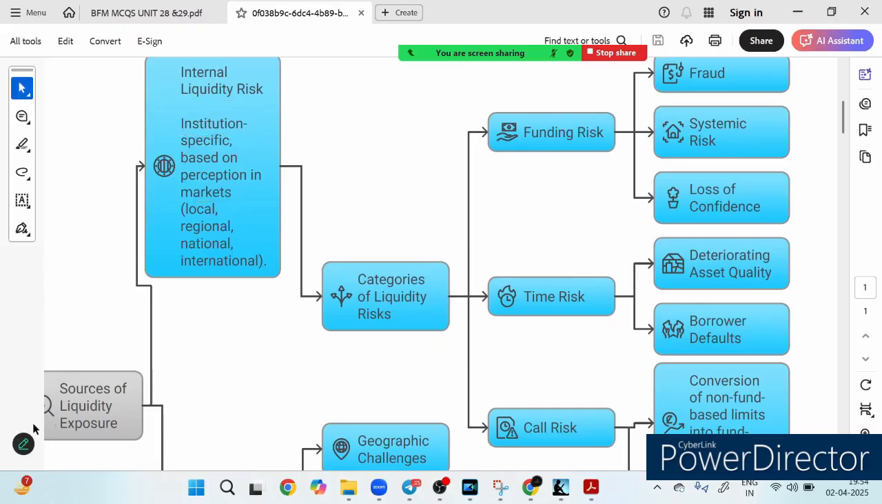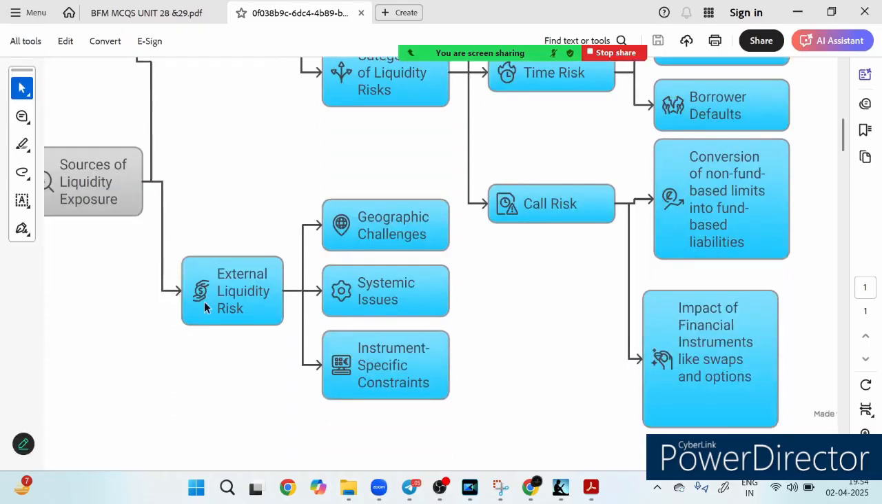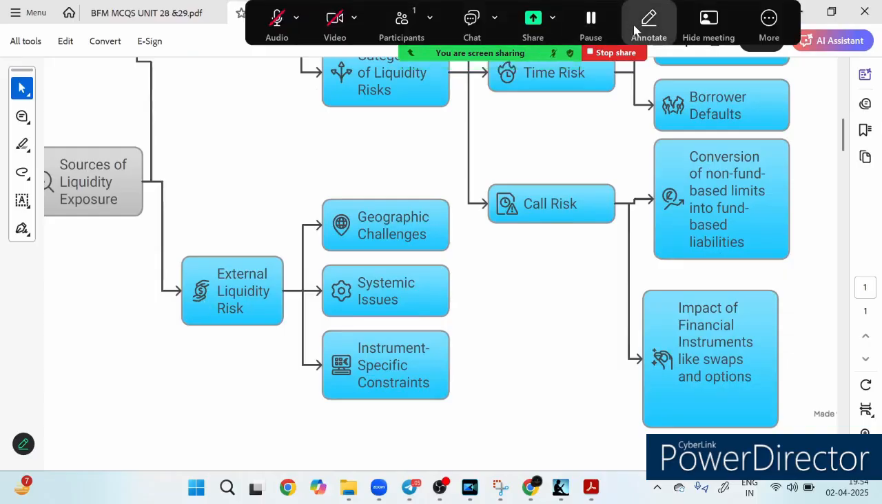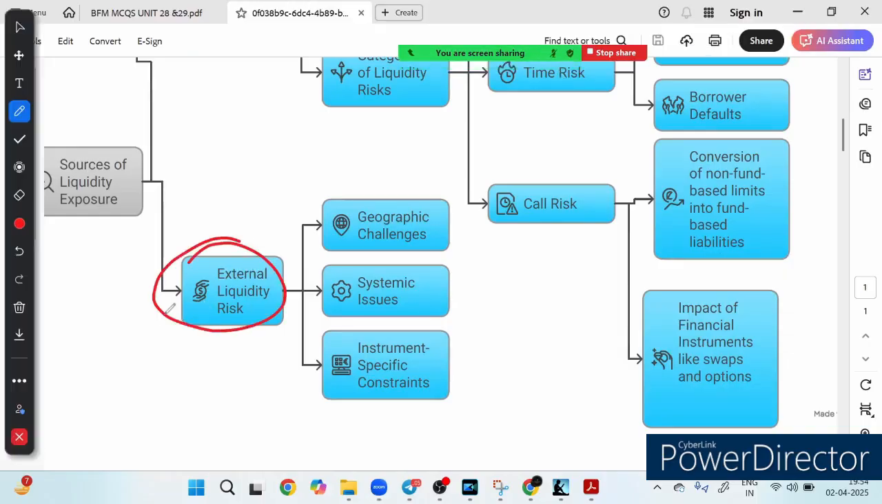On the other hand, we have something called external liquidity risk. You can see it here. So when does external liquidity risk happen? It happens when an external factor that is beyond the bank's control impacts its liquidity. There are some external factors which are not under the bank's control, right? And if such a factor impacts the bank, then this is called external liquidity risk. So external risk can include things like market disruption or changes in the financial system that can affect a bank's ability to get money when needed.